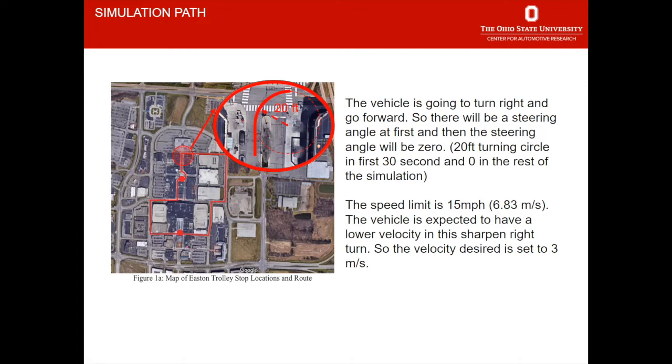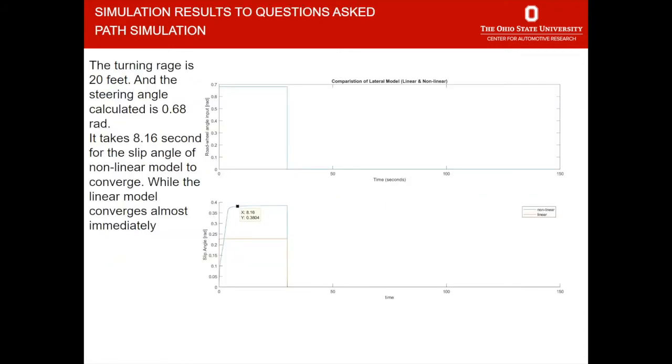The path is made up of a quarter circle and a straight line. The steering angle is calculated as 0.68 for the turning part. The speed limitation is 6.83 meters per second, and the turning part is quite sharp, so the team set the desired velocity to 3 meters per second. And this is our simulation result.